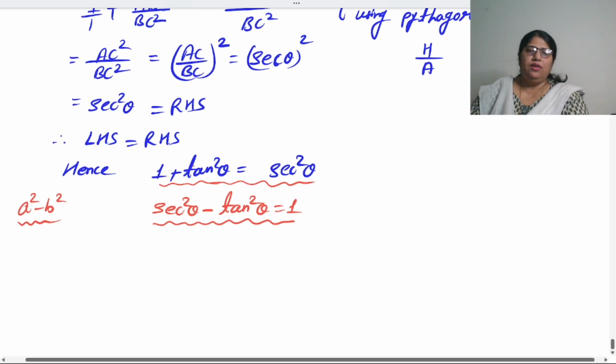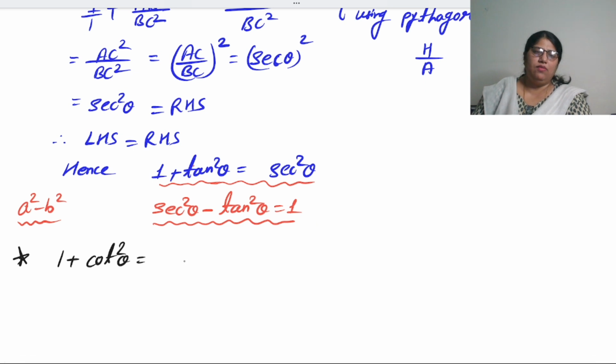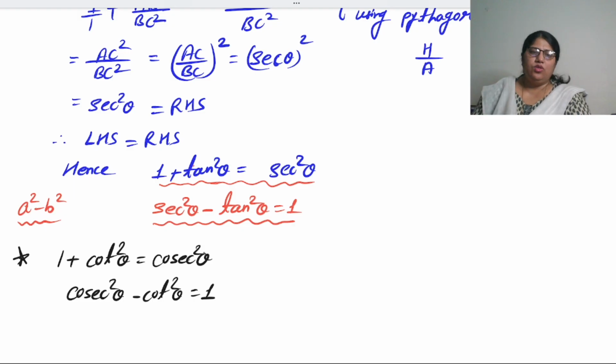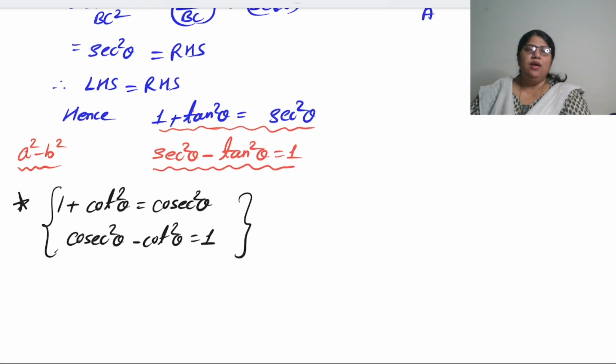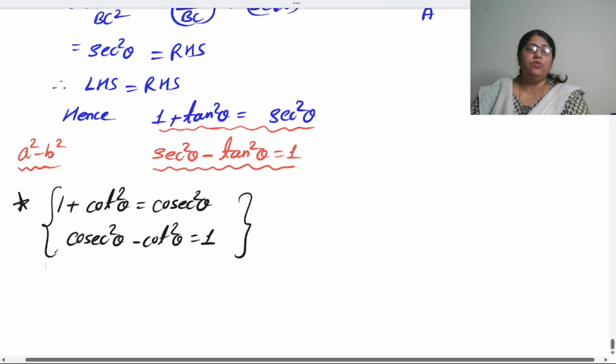Similarly, you will have the third identity, which is 1 plus cot square theta is equals to cosec square theta. Right? And it can also be written as cosec square theta minus cot square theta is equals to 1. These two, I'm not taking the proving part here. Hope you have understood this. Now, how do we use these three identities to prove identity based questions? Sometimes you have to represent one ratio in terms of some other ratio. So let us see some practice questions. You will understand how we use these identities.